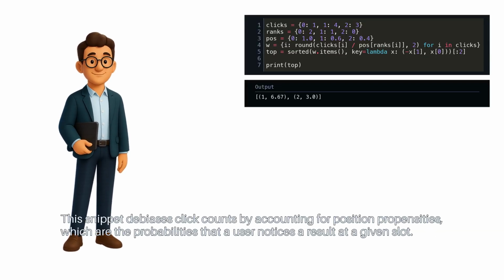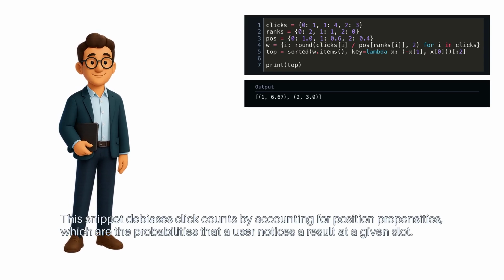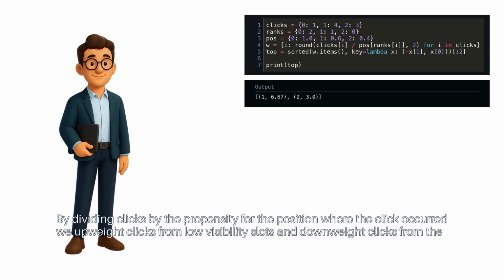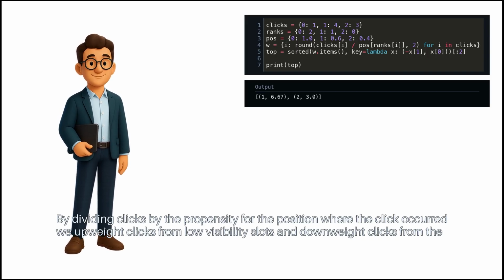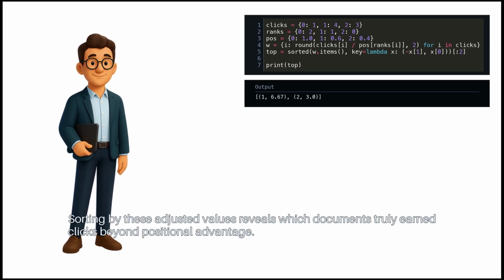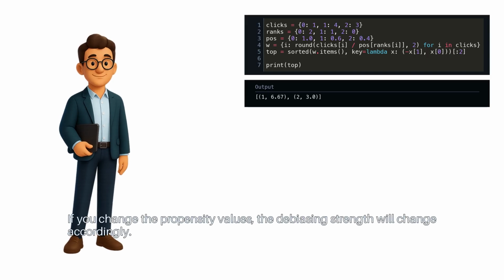Next, we correct clicks for position bias so popular top slots do not dominate. This snippet debiases click counts by accounting for position propensities, which are the probabilities that a user notices a result at a given slot. It maps documents to the positions they were typically shown, and then provides a propensity value for each position. By dividing clicks by the propensity for the position where the click occurred, we upweight clicks from low visibility slots and downweight clicks from the top. The dictionary W stores these inverse propensity weighted click counts. Sorting by these adjusted values reveals which documents truly earned clicks beyond positional advantage. If you change the propensity values, the debiasing strength will change accordingly.